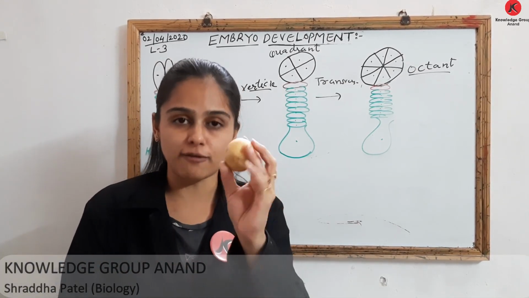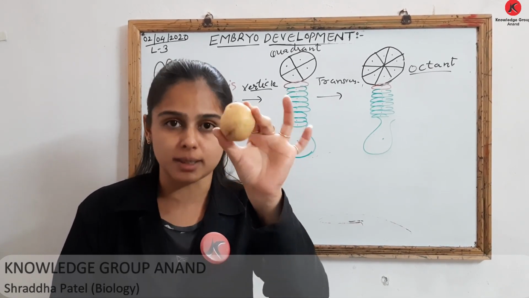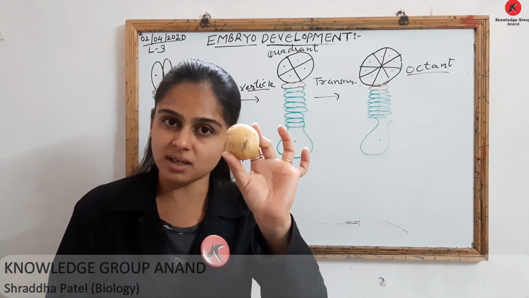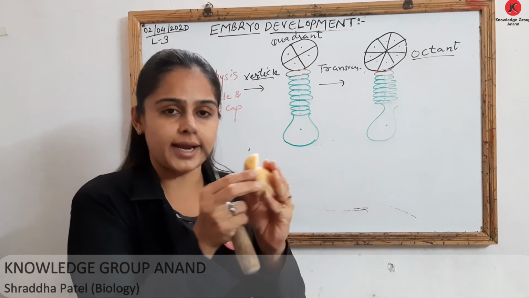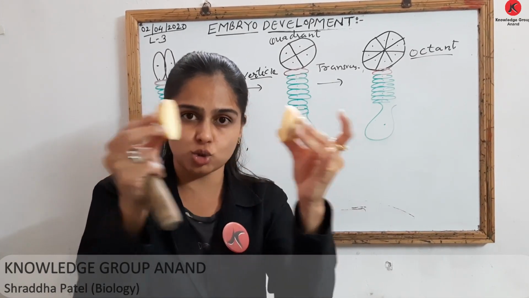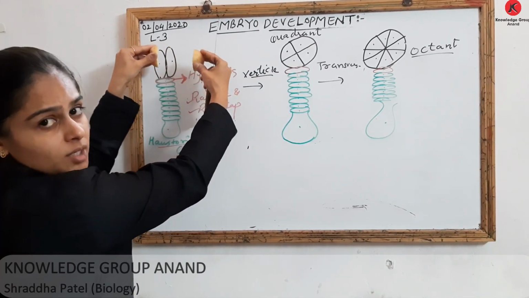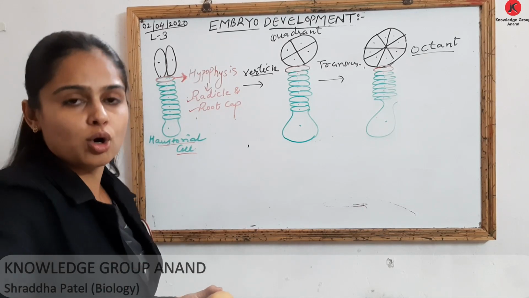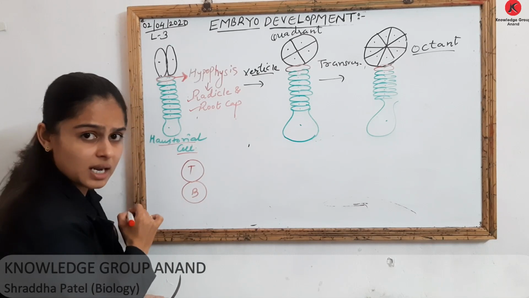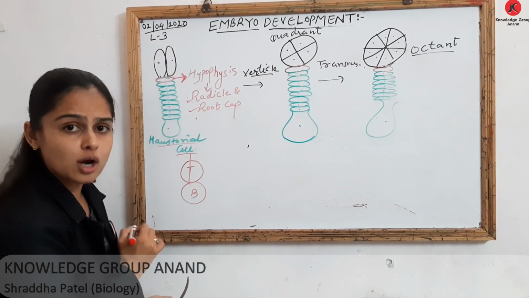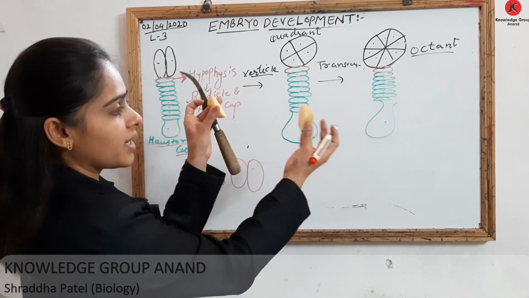Taking this potato. Now look carefully. This is your embryo cell. This is your terminal cell, right? I told you this terminal cell will undergo vertical division. So this results in formation of 2 cells. This is your terminal cell and this is your basal cell. As I said, it undergoes vertical division to form 2 cells.